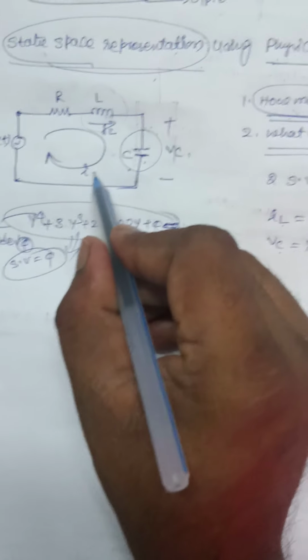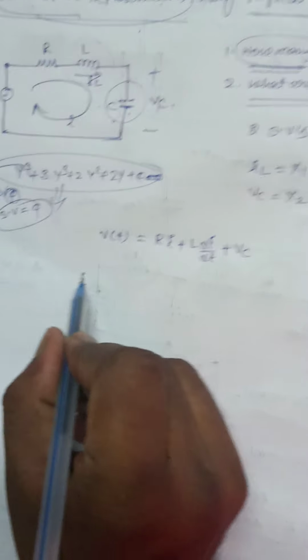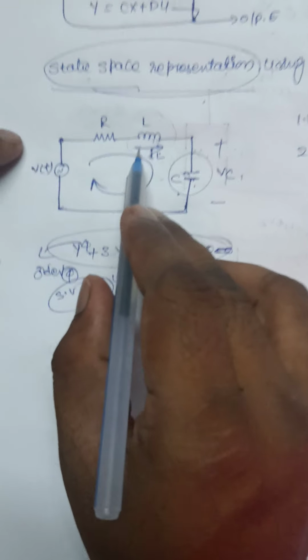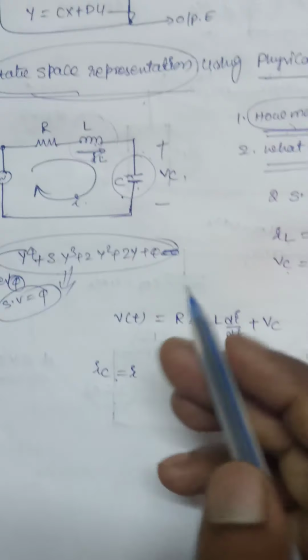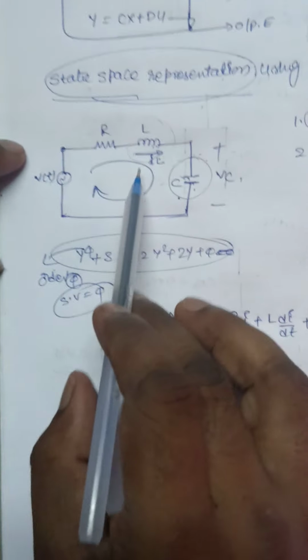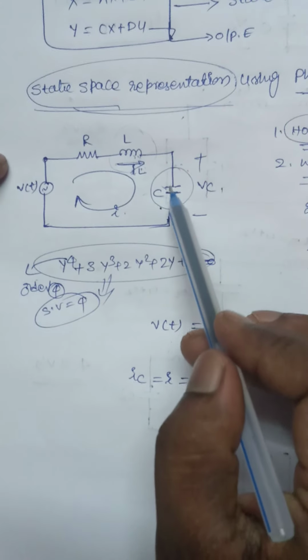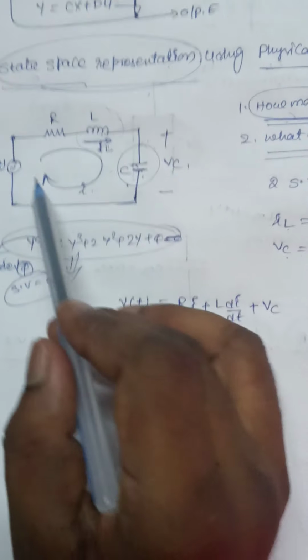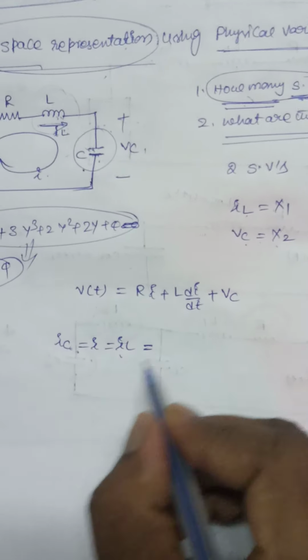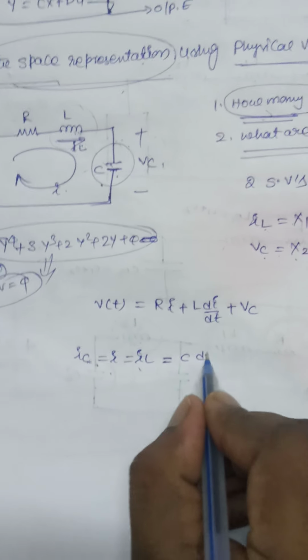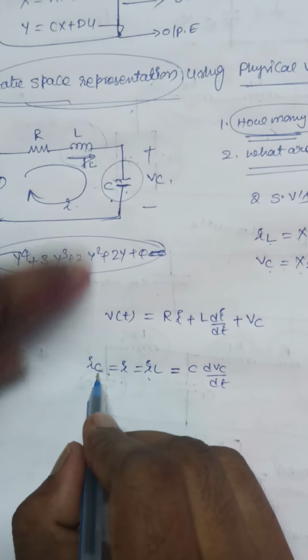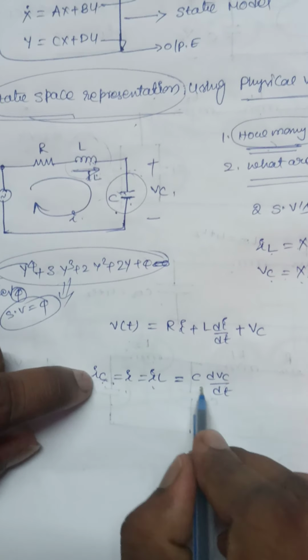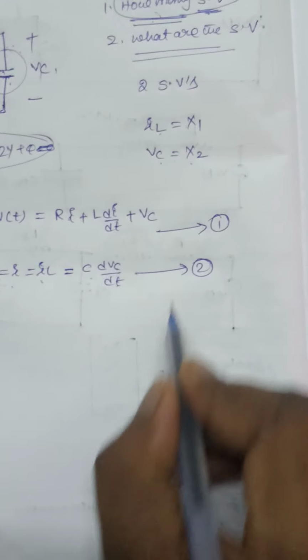Now the current passing through this capacitance is I. Let us assume the current passing through the capacitance is IC, or I, the same current that passes through the inductor, equal to IL also. So the current passing through the inductor IL is equal to the current passing through the capacitor IC. The current passing through this circuit is I. That is, IC is equal to C into dVC by dt. So these two are the equations. This is one equation and this is another equation.